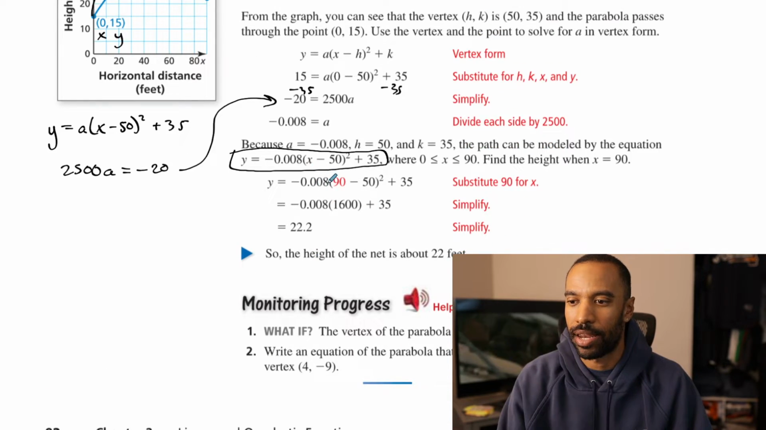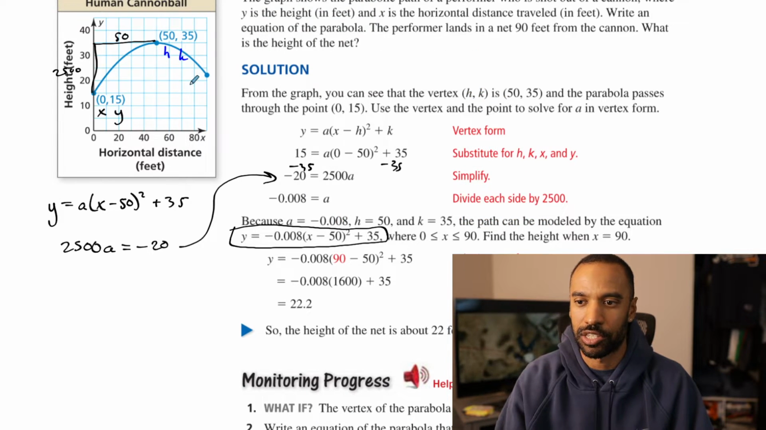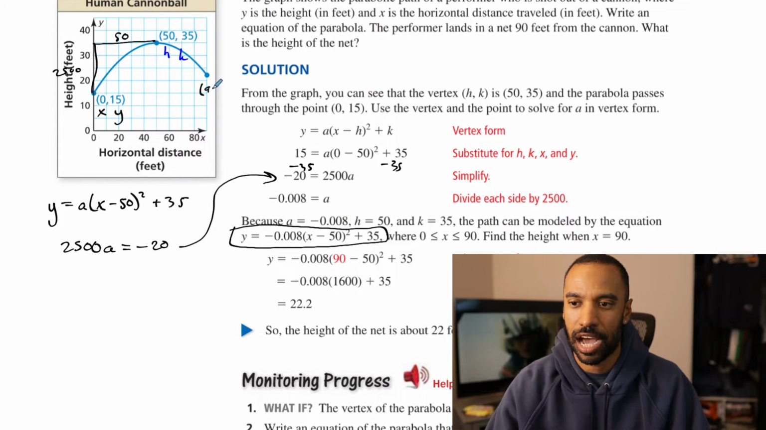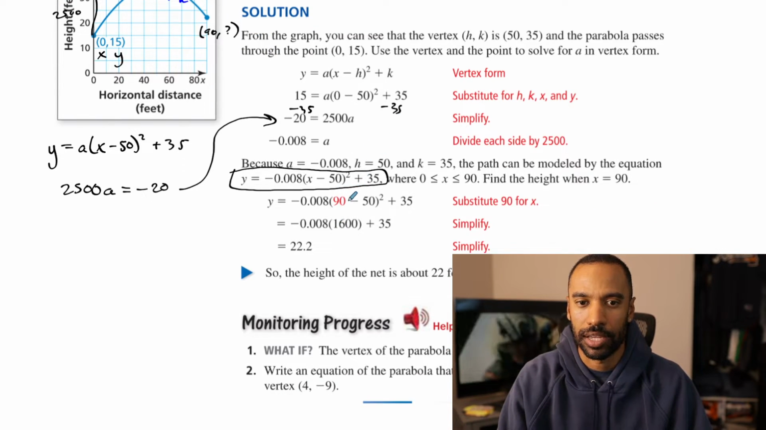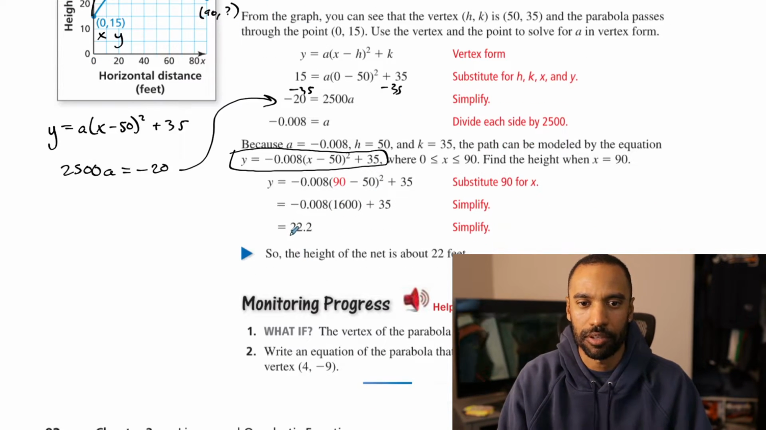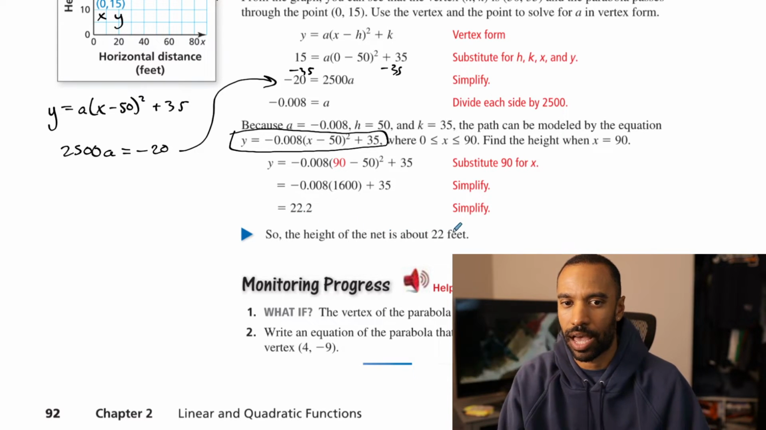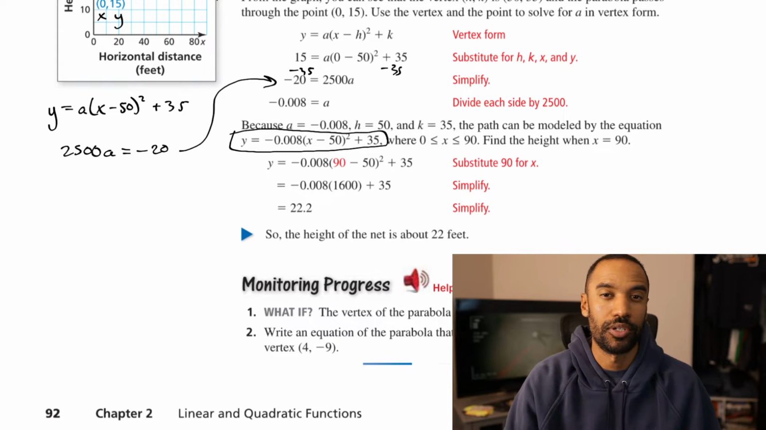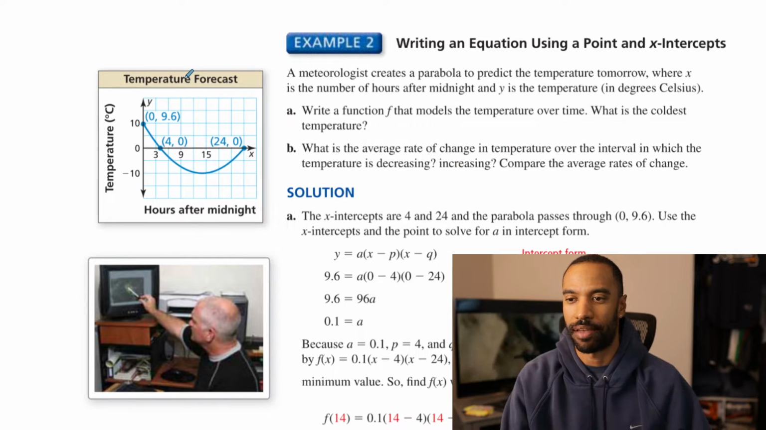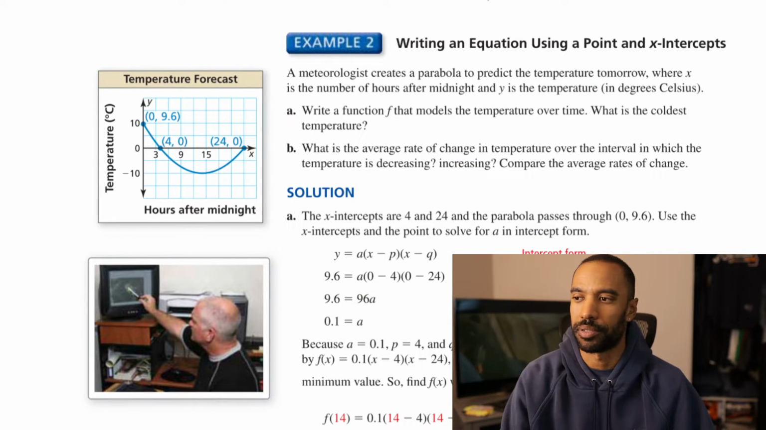Now they're going to say, all right, the x value is 90 at some point, right? There's some 90 comma something. And what is that something? We'll plug it into your equation. When x is 90, do the work, you'll get about 22.2. So the height of the net is around 22 feet. So it's just about modeling with quadratic data. Same thing we did with linear, only we have to do something specific to get the quadratic equation.